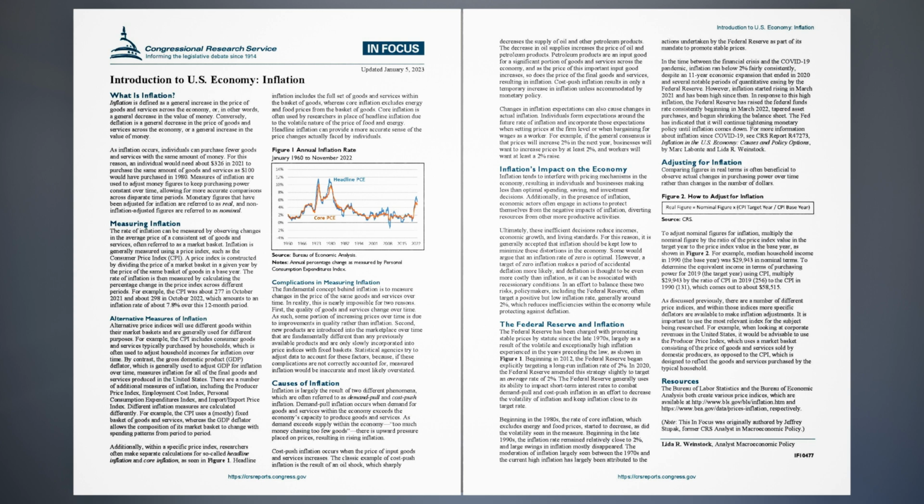In the time between the financial crisis and the COVID-19 pandemic, inflation ran below 2% fairly consistently, despite an 11-year economic expansion that ended in 2020 and several notable periods of quantitative easing by the Federal Reserve. However, inflation started rising in March 2021 and has been high since then. In response to this high inflation, the Federal Reserve has raised the federal funds rate consistently beginning in March 2022, tapered asset purchases, and begun shrinking the balance sheet. The Fed has indicated that it will continue tightening monetary policy until inflation comes down.